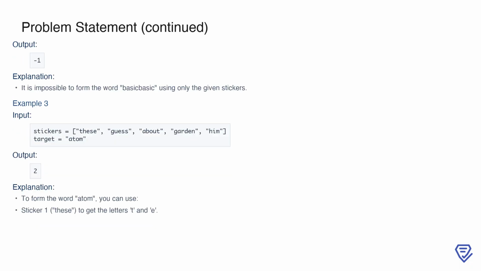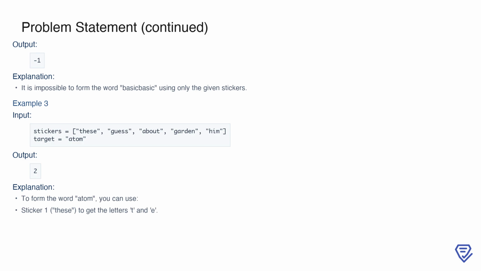Now, consider the third example where the stickers are "these", "guess", "about", "garden", and "him", and the target word is "atom". To form the target, you can use 2 stickers. The first sticker, "these", provides the letter T and also has an E that we don't need in this case. The second sticker, "about", contributes the letters A, O and M, which completes the target word. Since only 2 stickers are needed, the output here is 2.